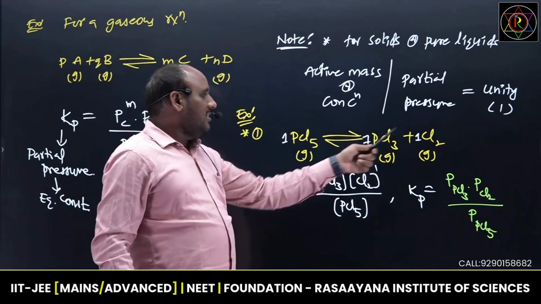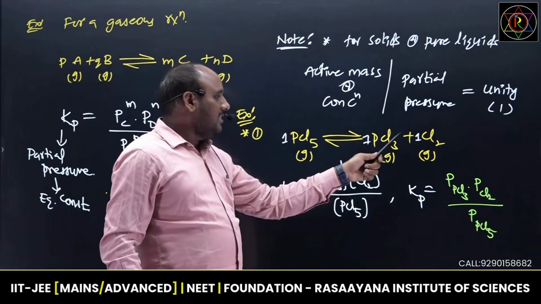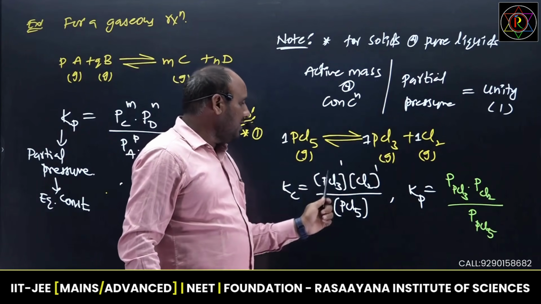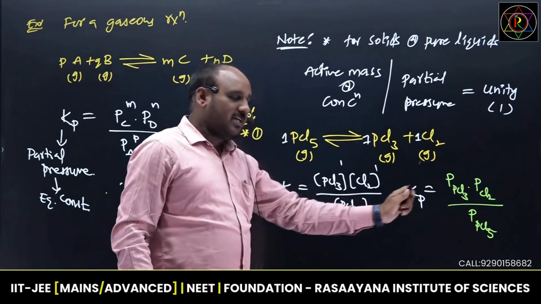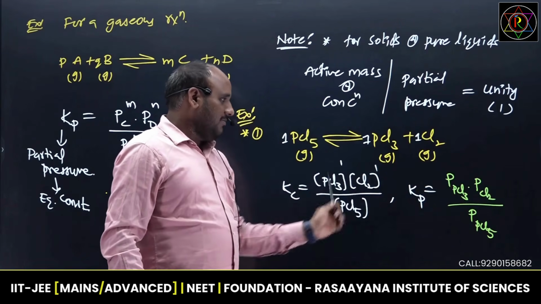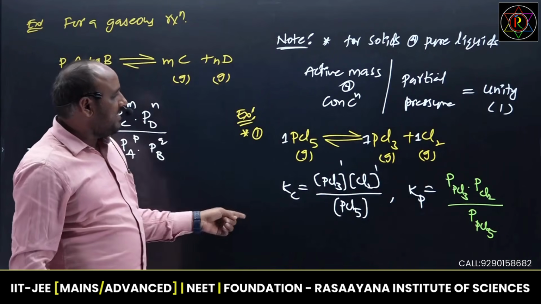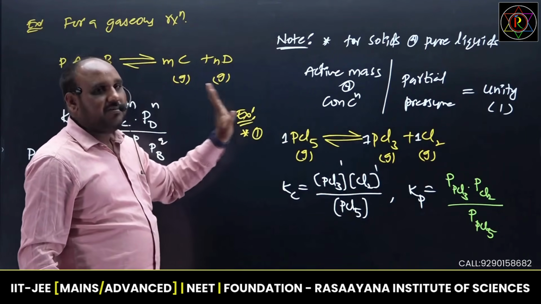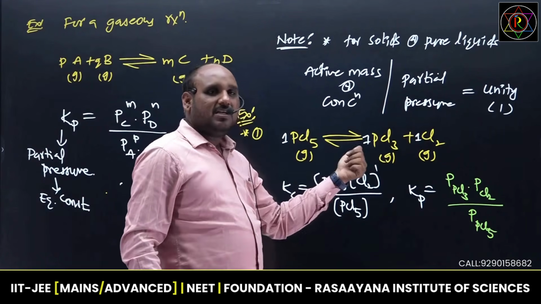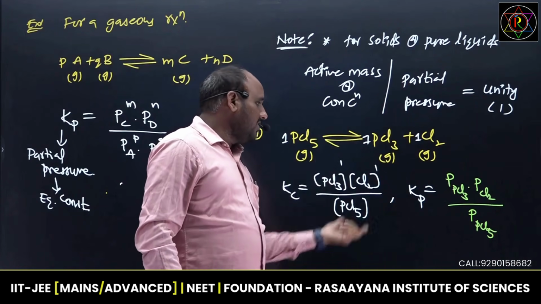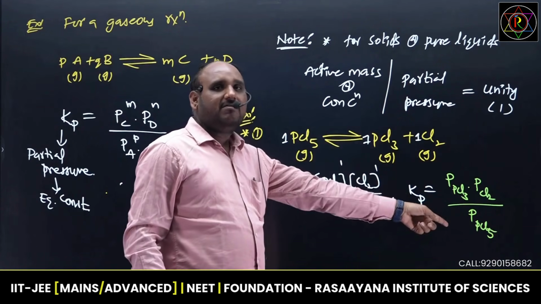The numerator always belongs to the products, right? So how many products are here? Two products are there. So that's why it is the pressure of 2 products divided by the 1 reactant. So this is the representation of Kc and Kp for the equilibrium reactions. Here there is no issue because all are gases only, so directly we have considered concentrations as well as partial pressures of gases.